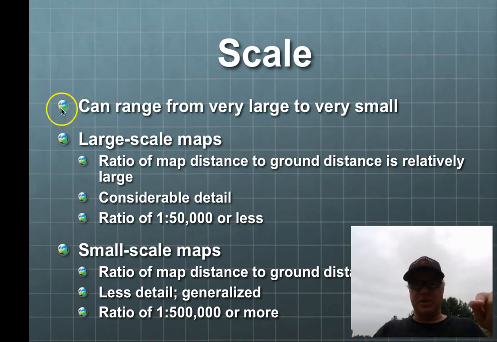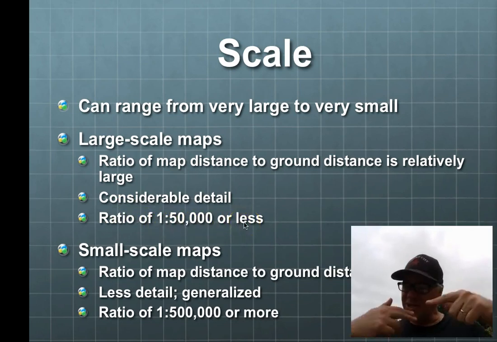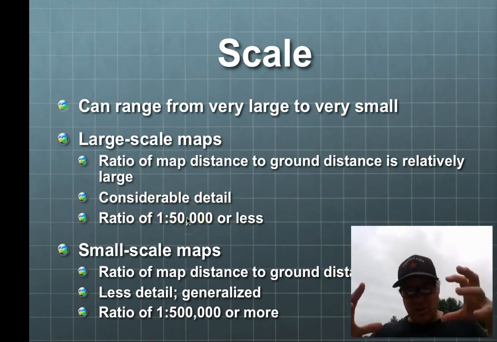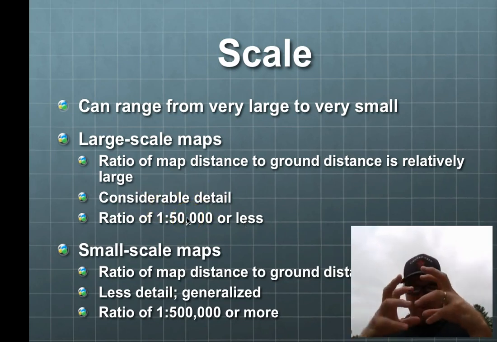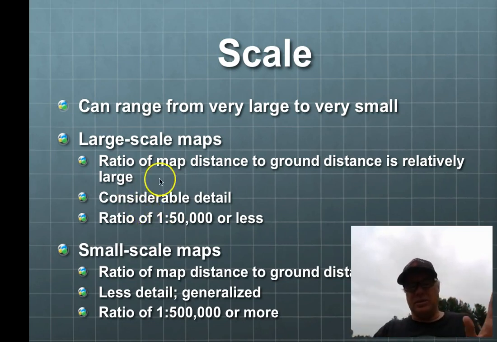So in other words, it says here, ratio of map distance to ground distance is relatively large, with considerable detail. A ratio of 1 to 50,000 or less. Again, remember, a fraction that has a smaller denominator. So if it was 1 to 10, that would be showing you an even smaller area, but with much more detail. So, to make a long story short, a neighborhood is a large-scale map. The same size map showing the world would be a small scale map. And sometimes that's the opposite of what people might usually think.